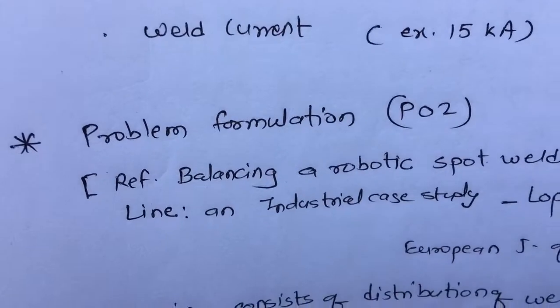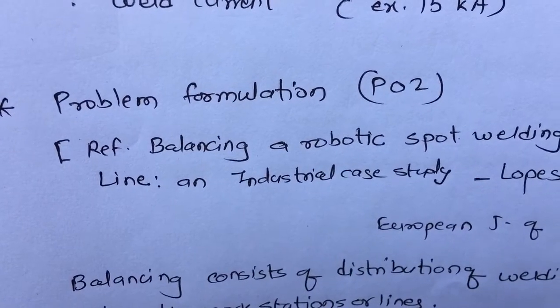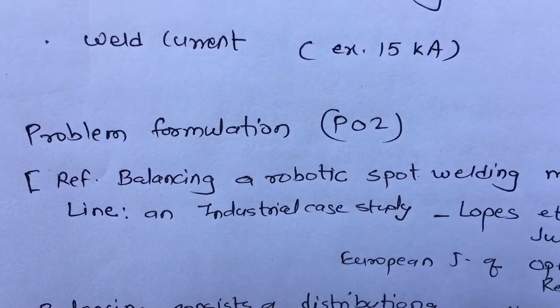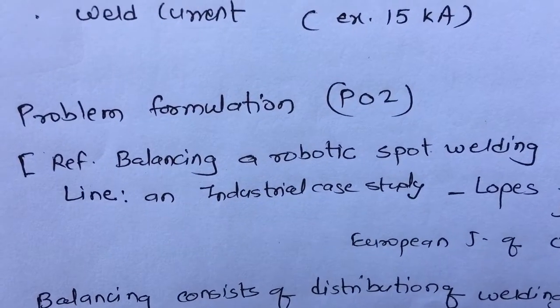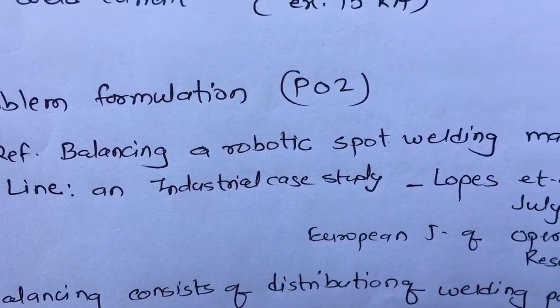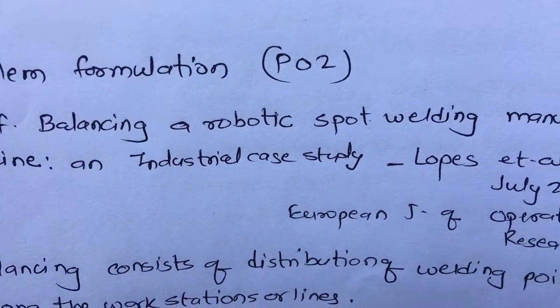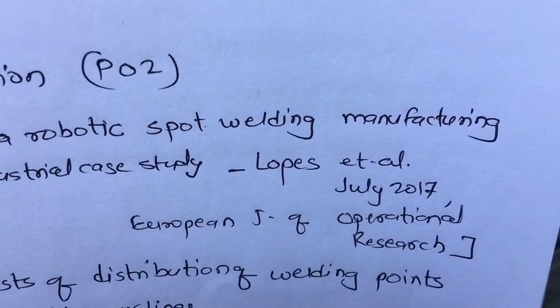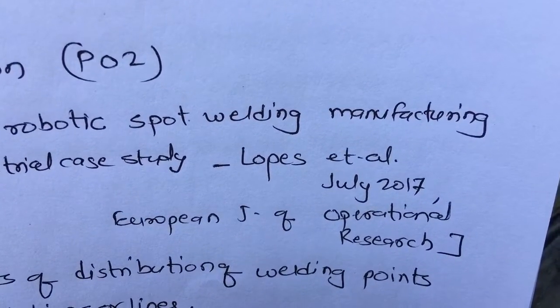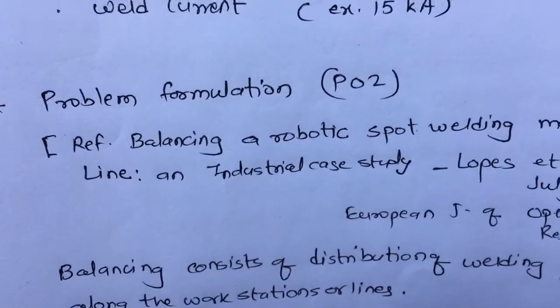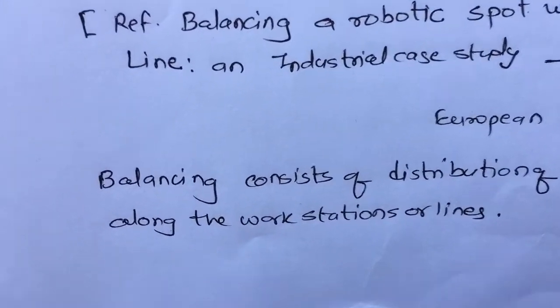After this one, now we will look at the problem formulation, that is PO2. Now this problem formulation is specifically taken from another reference, that is Balancing a Robotic Spot Welding Manufacturing Line, an Industrial Case Study, Lopes et al., July 2017, European Journal of Operational Research. So you can download this particular paper.